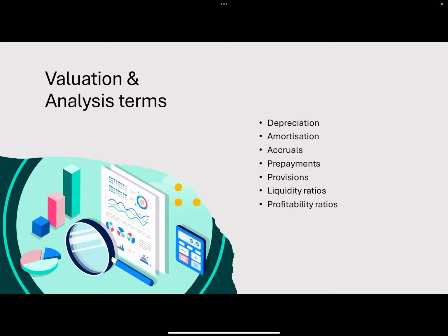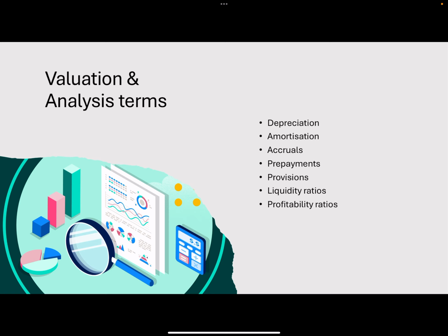These terms are crucial for interpreting financial data. Depreciation: allocation of asset cost over its useful life. Straight line method: equal amounts each year. Declining balance: larger expense early in the asset's life. Amortization: like depreciation but for intangible assets like patents and software.